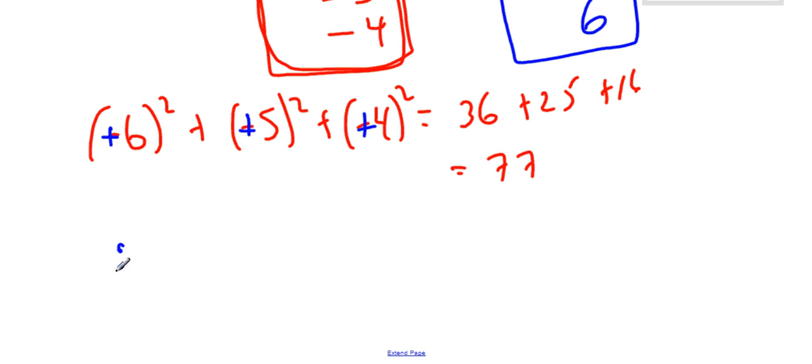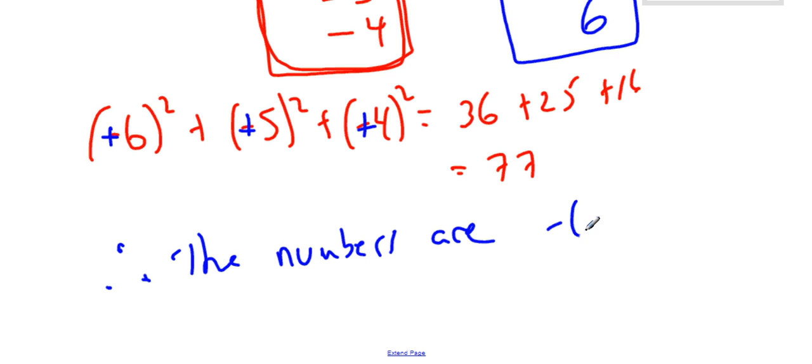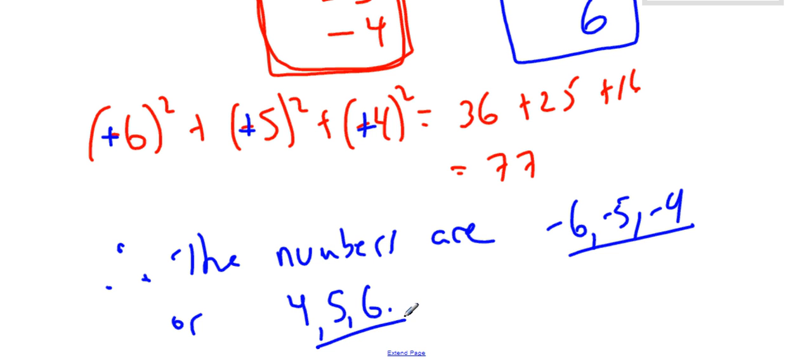So in our conclusion, we have to reference both. Therefore, the numbers are negative 6, negative 5, negative 4, or 4, 5, 6. So there's 2 solutions, this set or this set.